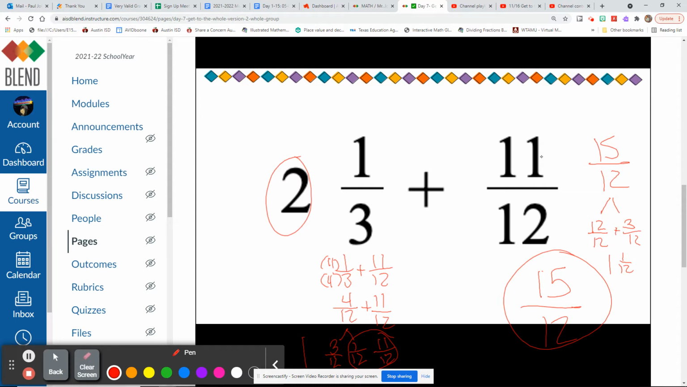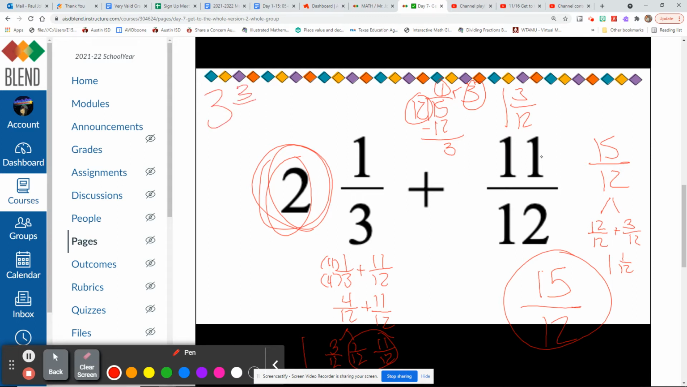Also, remember last week we learned that we could also take 15 and divide it by 12. 12 goes into 15 one time, right? 12 times 1 is 12. 15 minus 12 is 3. So I have a remainder of 3, which means my remainder becomes my numerator, and my divisor becomes my denominator. Don't forget, of course, that we had the 2 over here. So when we add that to our 1 and 3/12, we get 3 and 3/12.